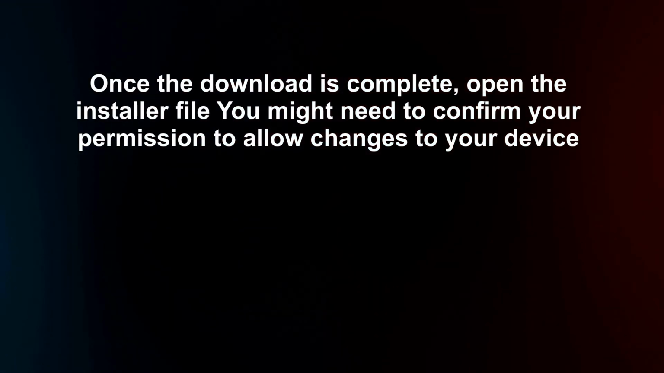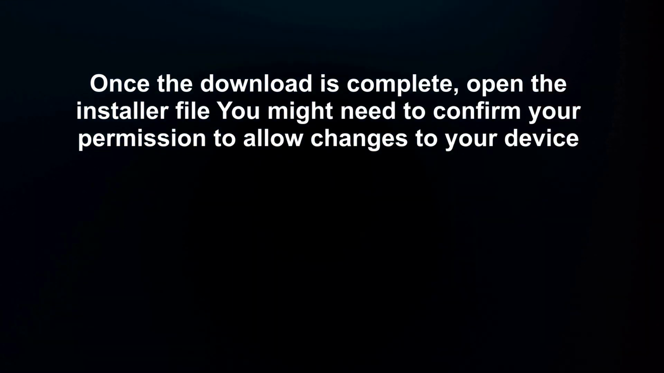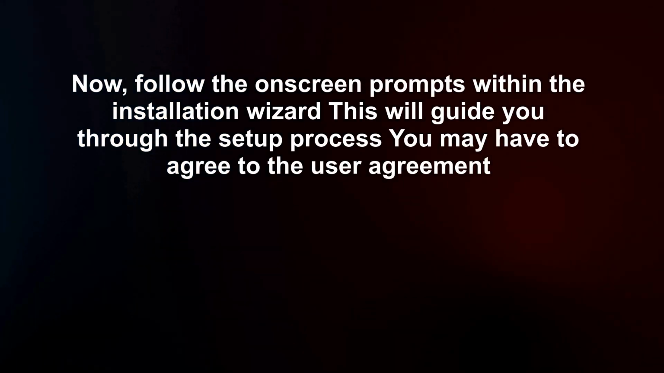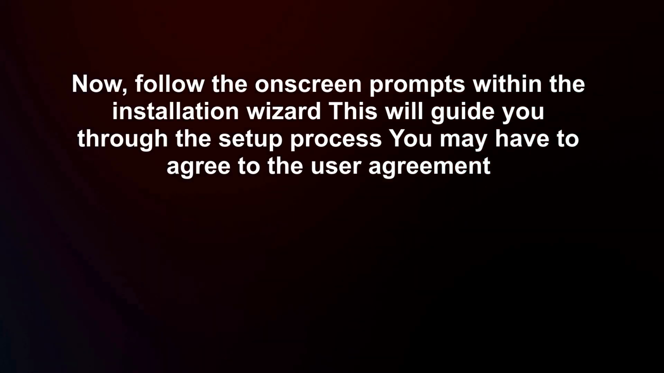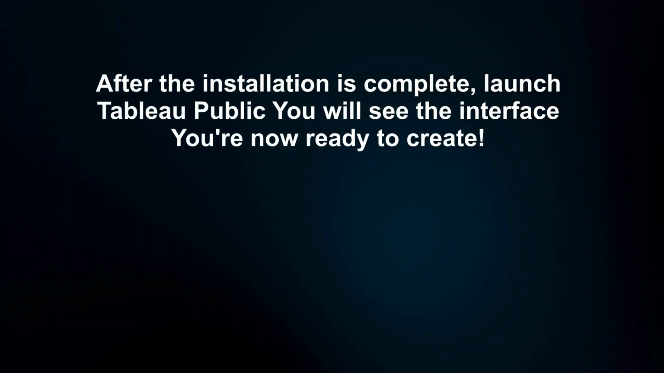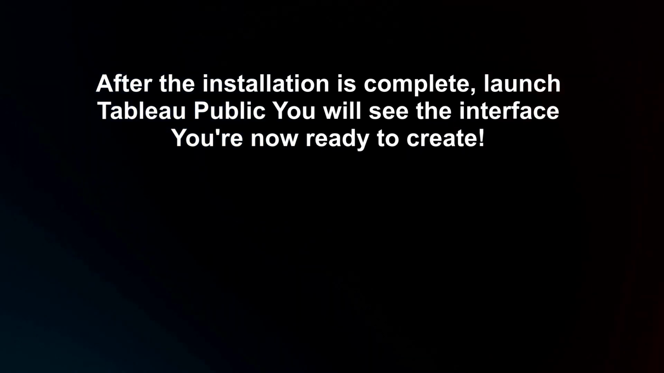Once the download is complete, open the installer file. You might need to confirm your permission to allow changes to your device. Now, follow the on-screen prompts within the installation wizard. This will guide you through the setup process. You may have to agree to the user agreement. After the installation is complete, launch Tableau Public. You will see the interface, and you're now ready to create.